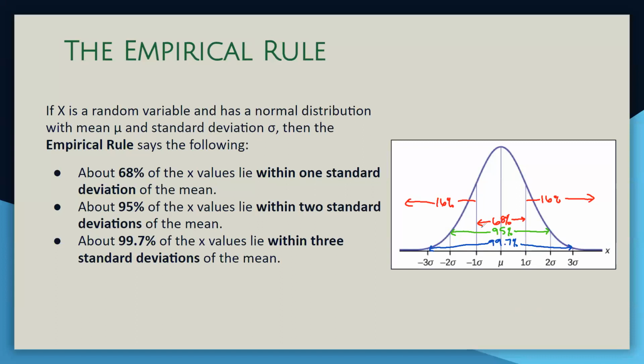We can do that for the other two values. If 95% is between two standard deviations, that leaves us 5% for the tails. And if I cut 5% in half, that gives me 2.5%. So from here outward, it is 2.5% in each direction. For our last one, we have 0.3% left for the tails. And if we cut that in half, that's going to be 0.15% for the outer tails.